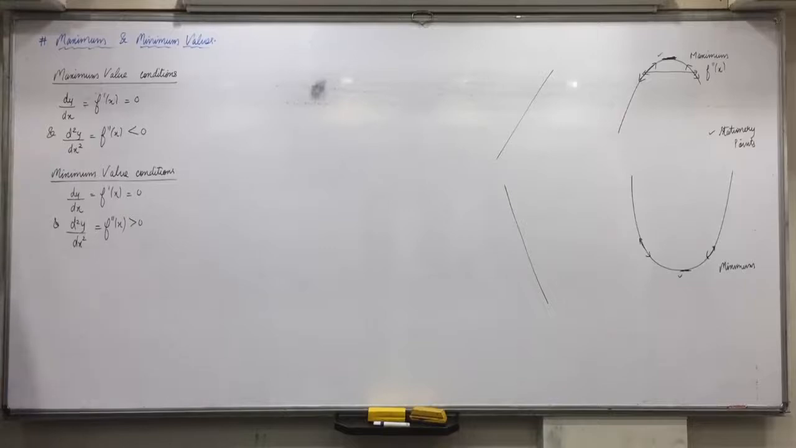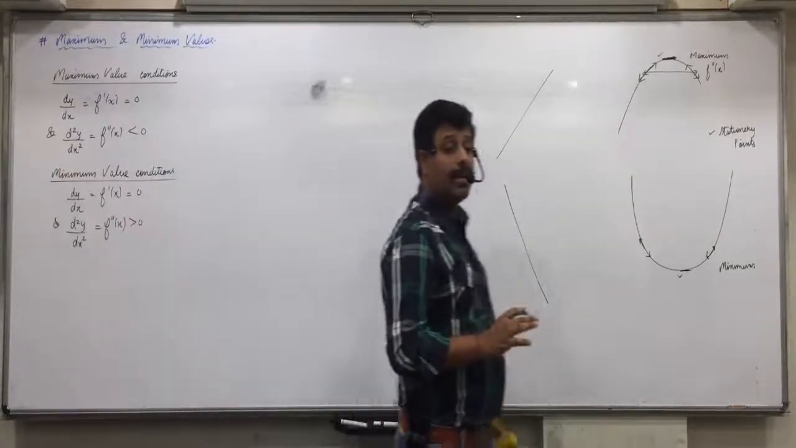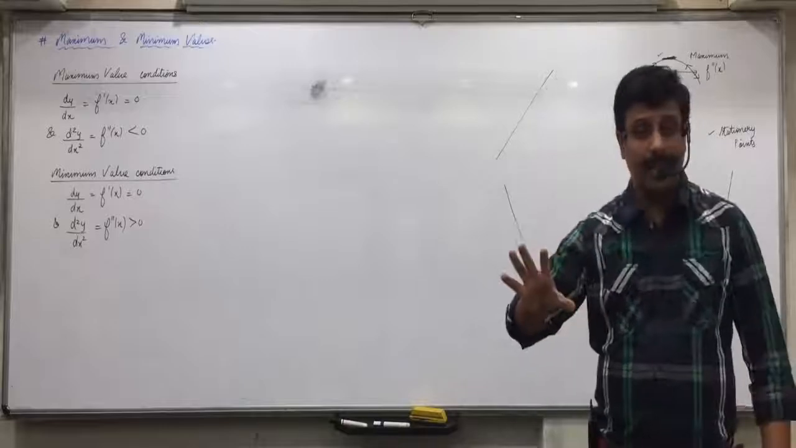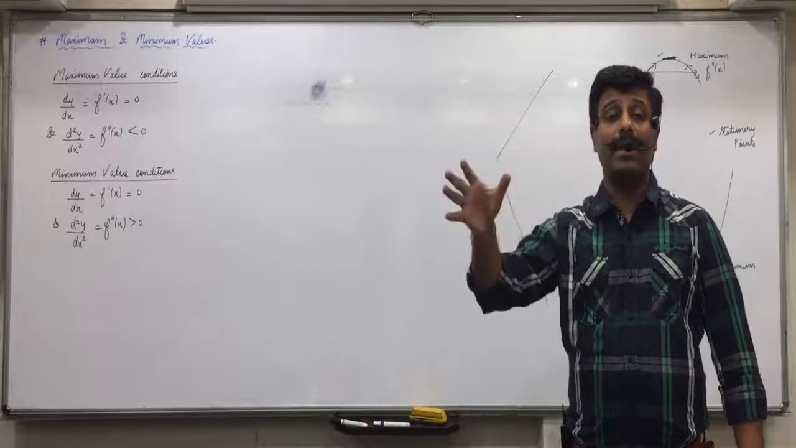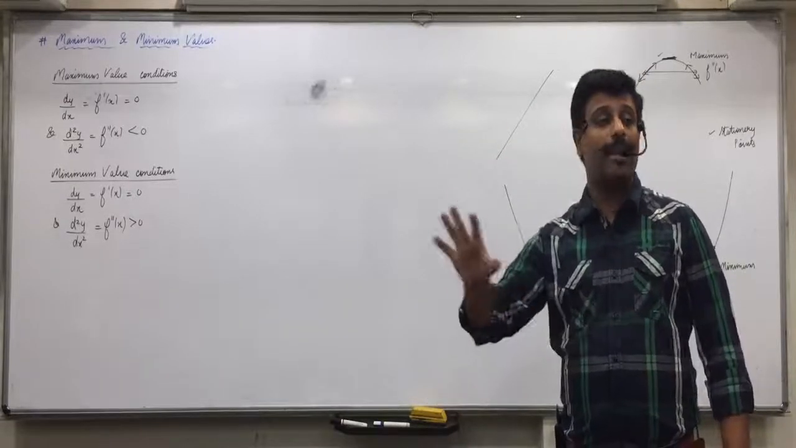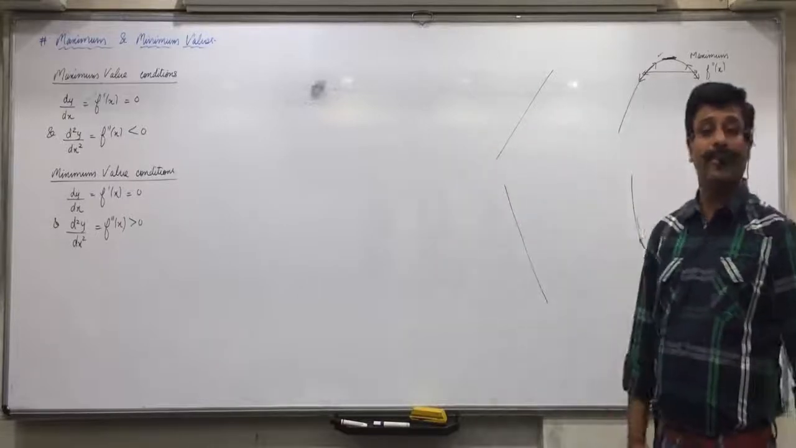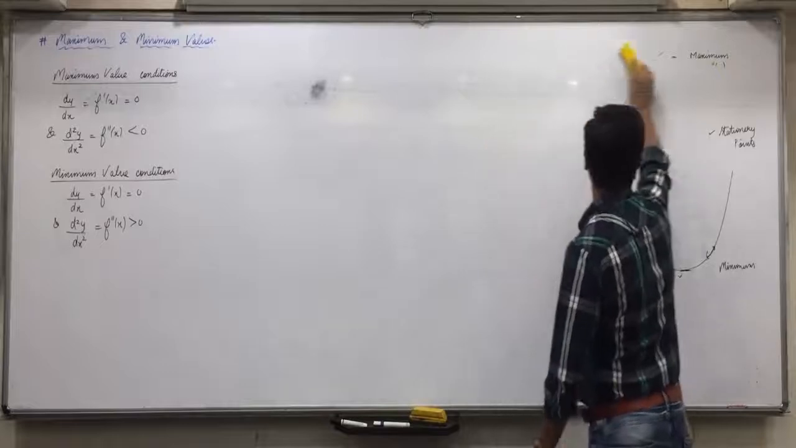Apart from this, you just remember opposite. If you define maximum, then negative. If you define minimum, then positive. First condition is the same: dy by dx must be equal to 0. Second condition, for a maximum value function, d square y by dx square must be negative. For a minimum value function, d square y by dx square must be positive. Is everyone clear with it? So complete this and then you can leave.